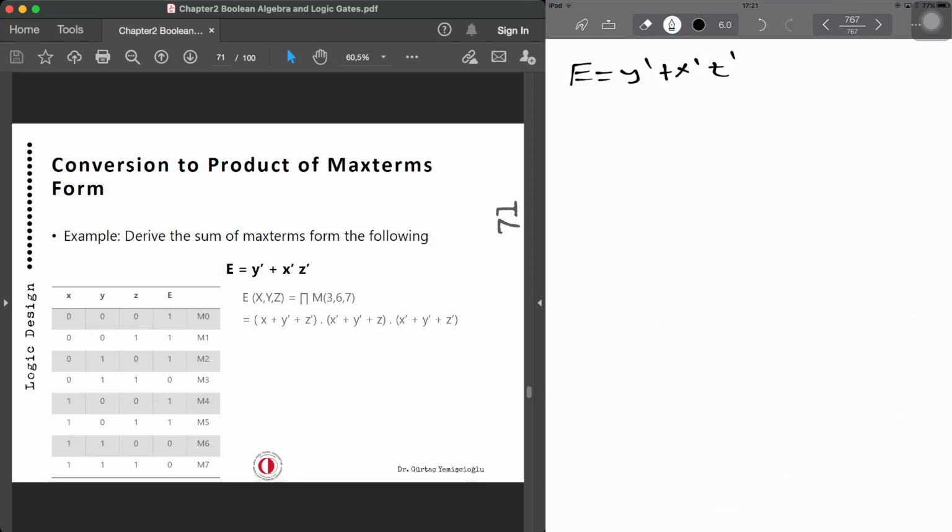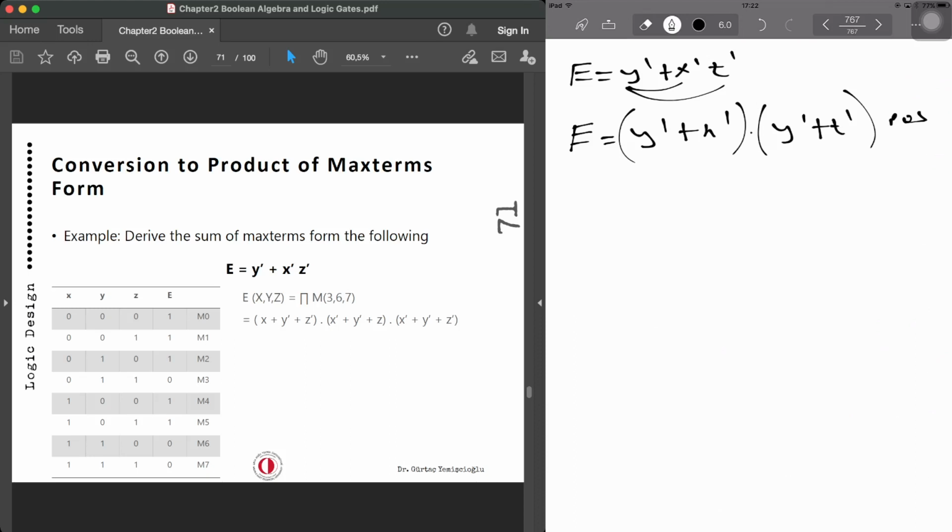So what is that max term form? I have to write these as product of sum. So how do I write that in product of sum? This is like multiplying out these terms, like we have done it before. So it's going to be E equals (y prime plus x prime)(y prime plus z prime). Now this is in product of sum form because we are multiplying the sums in this expression.